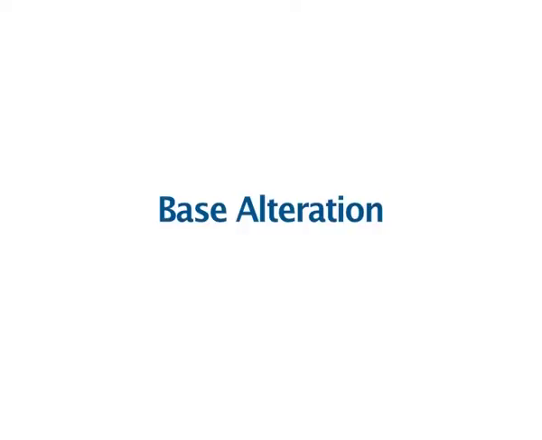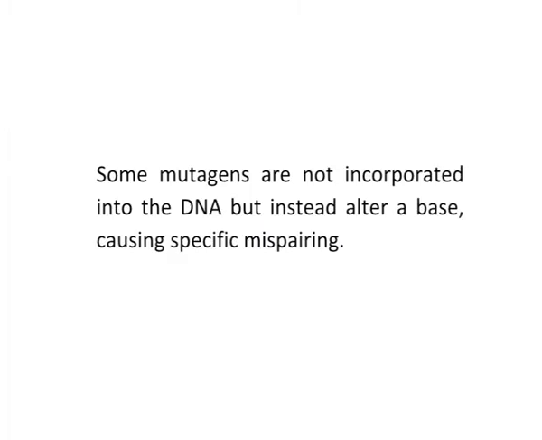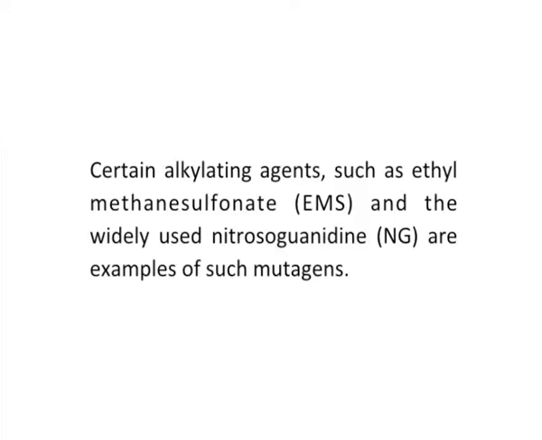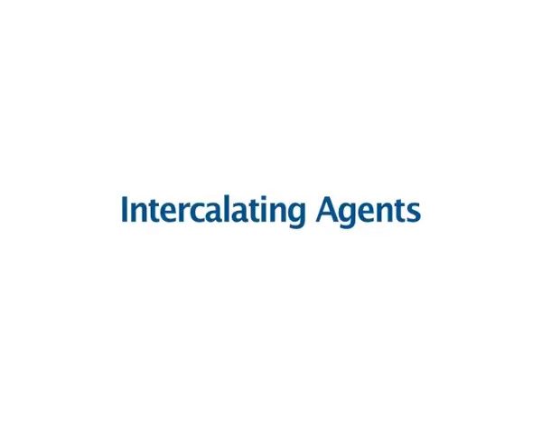In another form, called base alteration, some mutagens are not incorporated into the DNA but instead alter a base, causing specific mispairing. Certain alkylating agents such as ethyl methanesulfonate, also known as EMS, and the widely used nitrosoguanidine, also called NG, are examples of such mutagens. Some other mutagens, also called intercalating agents, are another important class of DNA modifiers. This group of compounds includes proflavin, acridine orange, and a class of chemicals called ICR compounds.